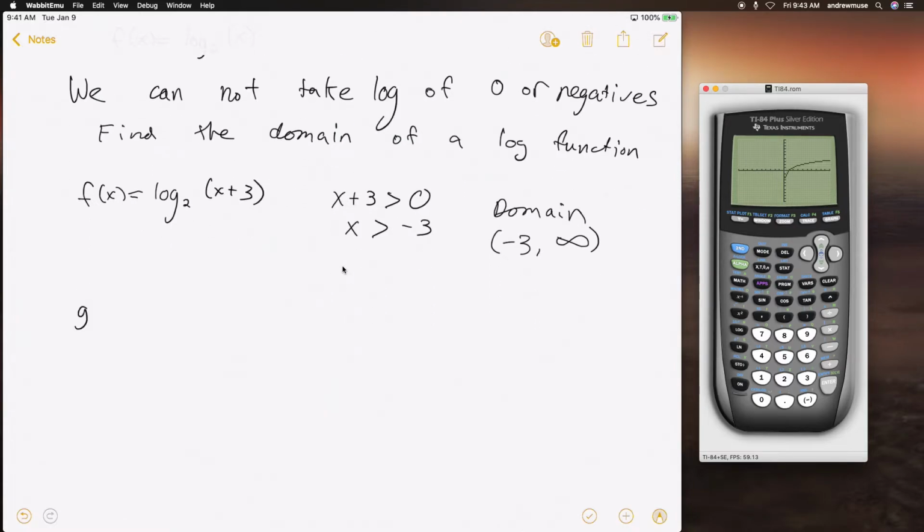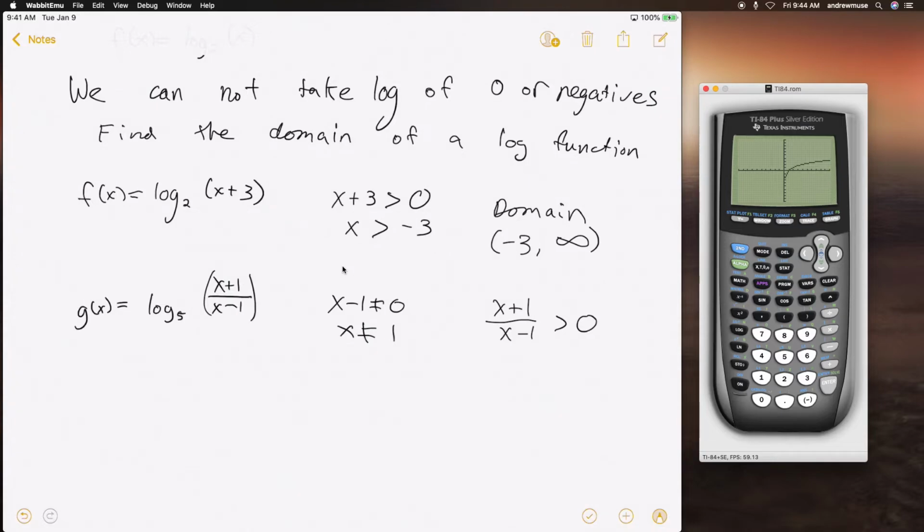Another example. So we have log base 5 of (x plus 1) over (x minus 1). So right away you can see that the bottom part cannot equal 0, because we learned that when we first started talking about functions, the bottom part cannot equal 0. So right away we see that x cannot equal positive 1. Now we also know that the quantity we're taking the log of always has to be greater than 0.